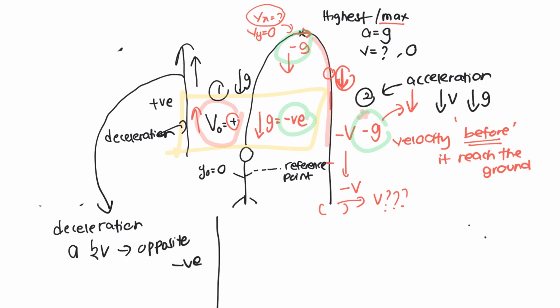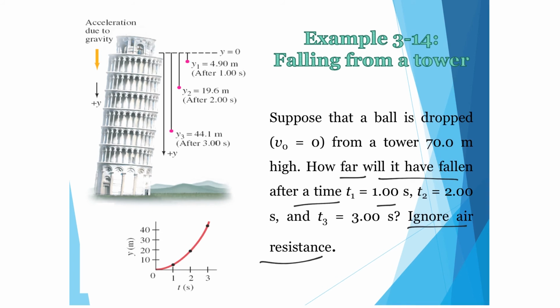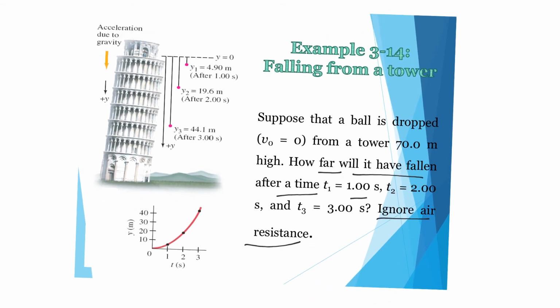Okay, let's move on with the question. You can see that in the question itself, there's an answer there, but just ignore the answer. You don't have to follow the sign that the question gives you. You can choose your sign by yourself. The question asks you to find how far it will have fallen after a time t of 1 second, 2 seconds, and 3 seconds. Ignore air resistance. When the question states to ignore air resistance, it means that all the objects are going to fall with the same g.